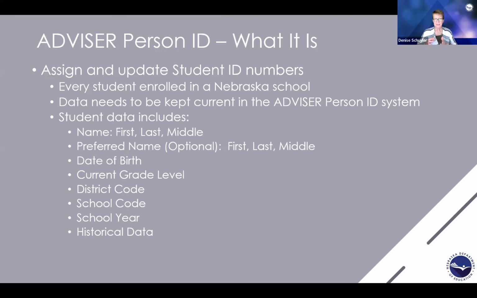The data in Person ID includes the student's name, first, last, and middle, their preferred name, which is optional, first and last, date of birth, current grade level, current district code, school year, and then there is historical data.